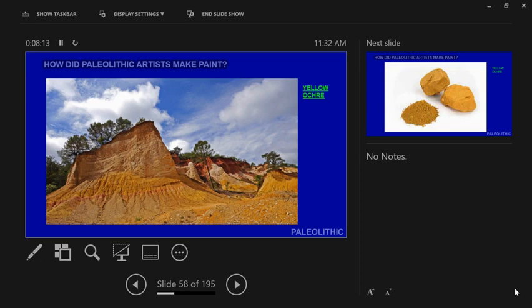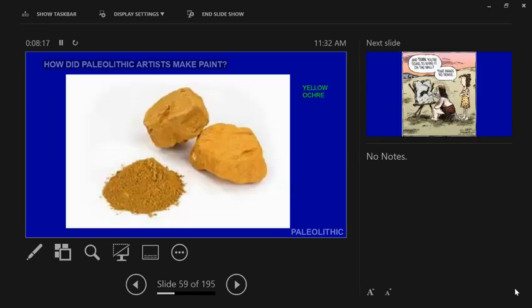There's also yellow ochre. It's just very yellowy rocks and dirt, and you take these chunks and you grind them into a paste or you grind them into powder. You can mix it with water, you can mix it with animal fat, or you just wipe the powder onto the wall, and it will stain the wall.